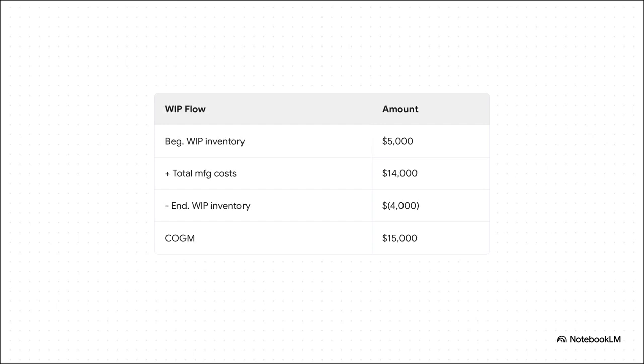Next up, we follow the work-in-process flow. We take that $14,000 and drop it right into our WIP formula. Let's trace it out. We start with a beginning WIP inventory of $5,000. Add the $14,000 in total manufacturing costs. Then subtract the ending WIP inventory, which let's say is $4,000. Do the math, and that yields a cost of goods manufactured of exactly $15,000.